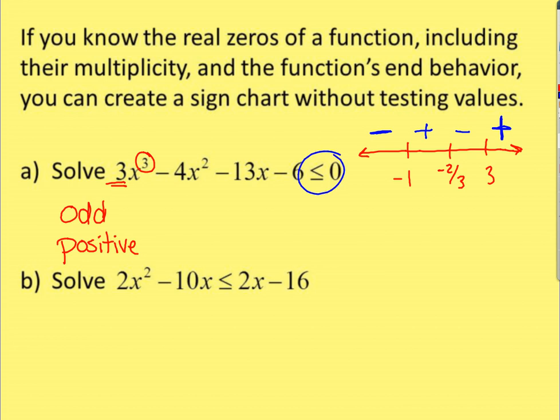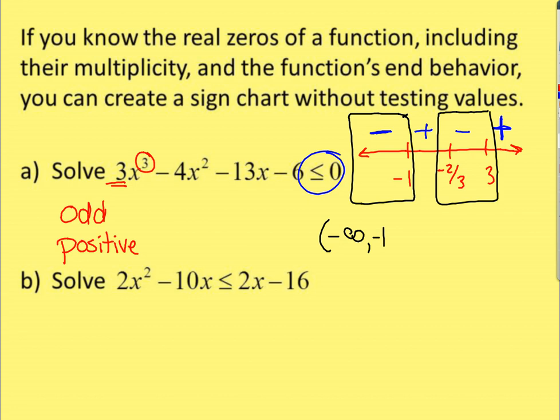If we're looking for the intervals where it's less than or equal to 0, because it has the equal to sign, we actually do have to include where it is crossing, where it is an x value, and that's going to be a square bracket. So everything to the left of negative 1, including negative 1, will be used. This is a square bracket because it does say less than or equal to.